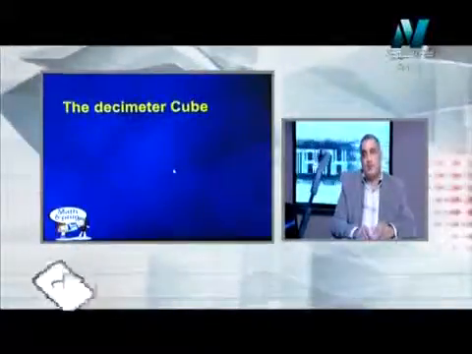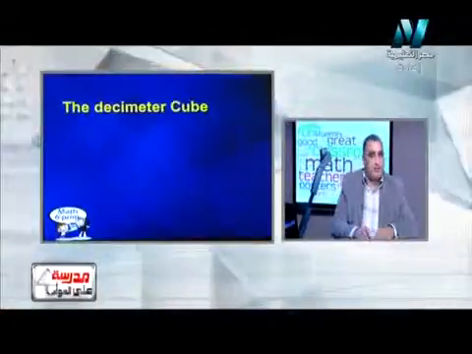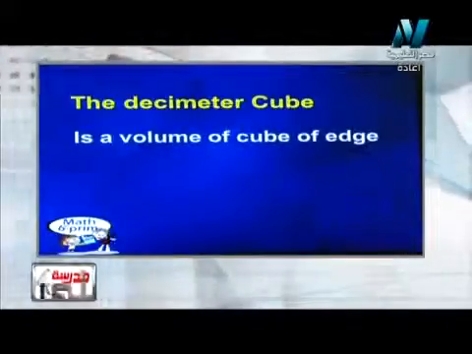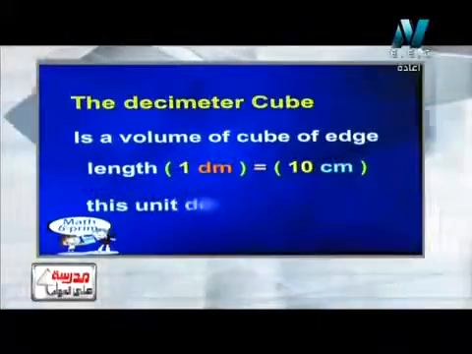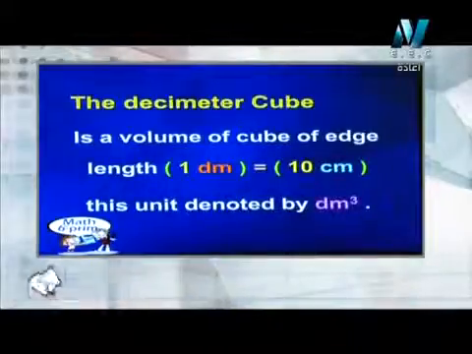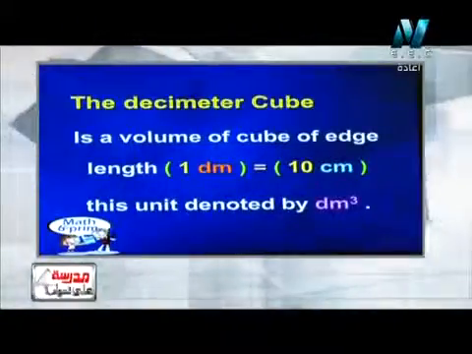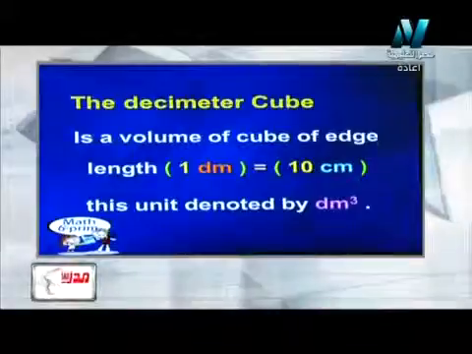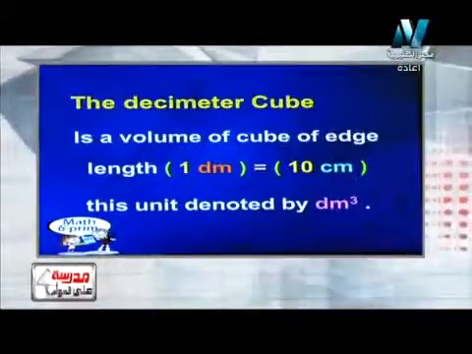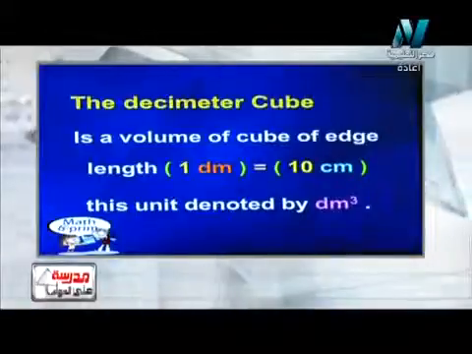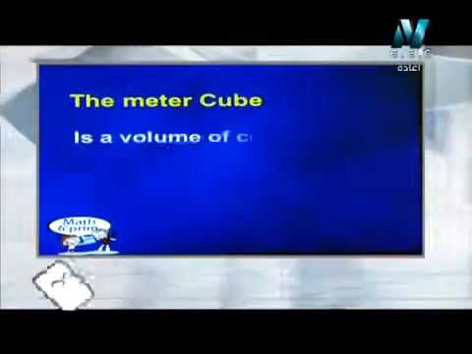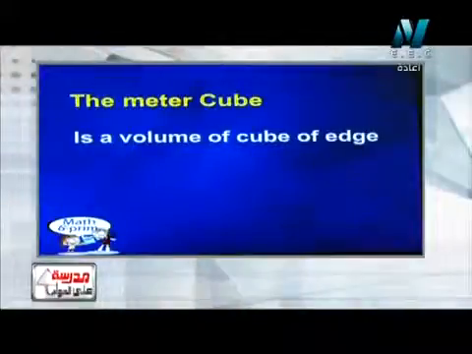The second unit of measuring volume, my dear students, is the decimeter cube. What is a decimeter cube? It's the volume of a cube of edge length equal to 10 centimeters or 1 decimeter. It's bigger than the first one. We know that every decimeter equals 10 centimeters, so we can say a volume of a cube of edge length equal to 10 centimeters, or a cube of edge length equal to 1 decimeter.